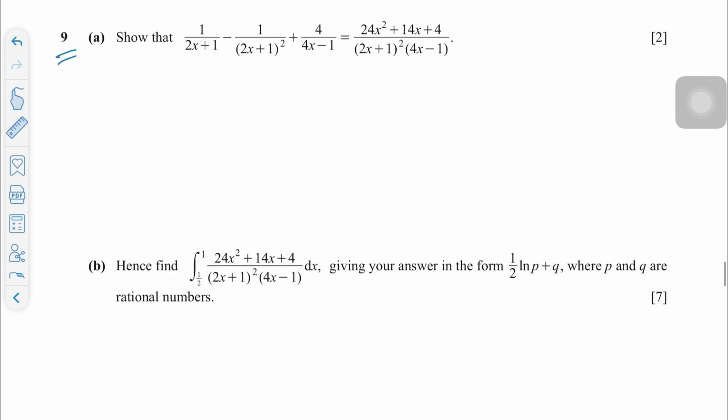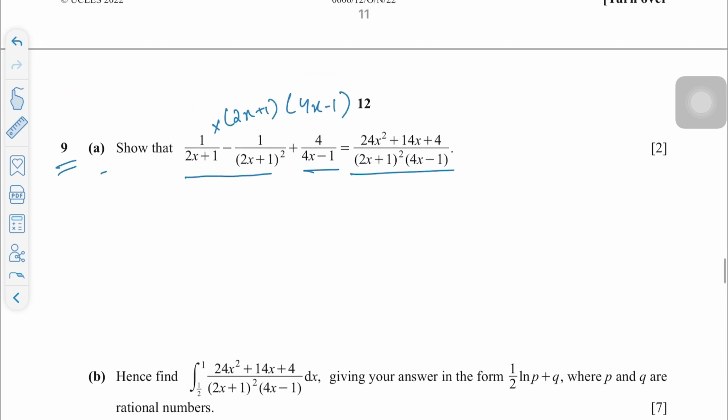Now moving on, we have question 9, where part a is show that this is basically equal to this. We have to take the LCM. We have to multiply this by 2x plus 1 is missing over here, and this 4x minus 1 is missing. Here 4x minus 1 is missing. We'll be multiplying it to denominator and the numerator both. Here whole 2x plus 1 whole squared is missing.